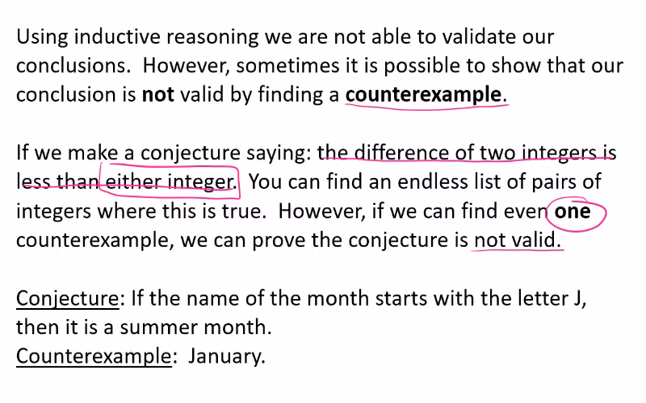Let's take a look at this next example. It says if the name of the month starts with the letter J, then it is a summer month. And that's true with June and July, right? But not true with January. So January is a counterexample. So that proves this whole conjecture false. This whole statement is false, right? If the name of the month starts with the letter J, then it's a summer month. That's false, okay? That's a false claim.